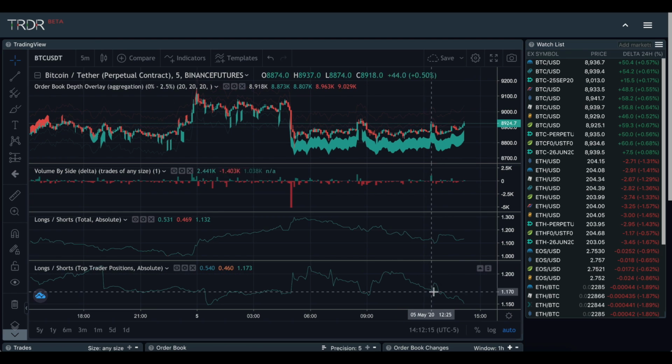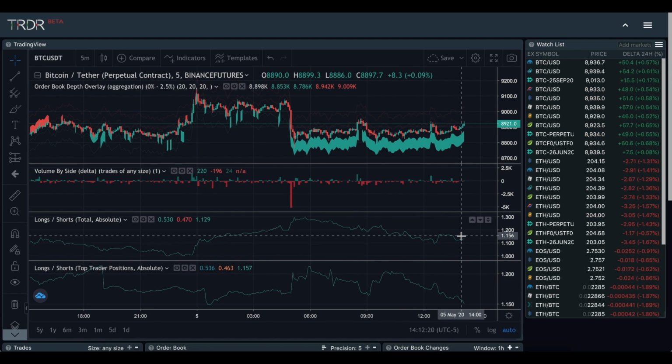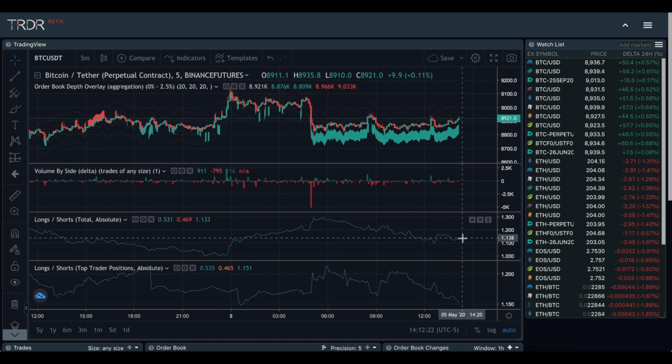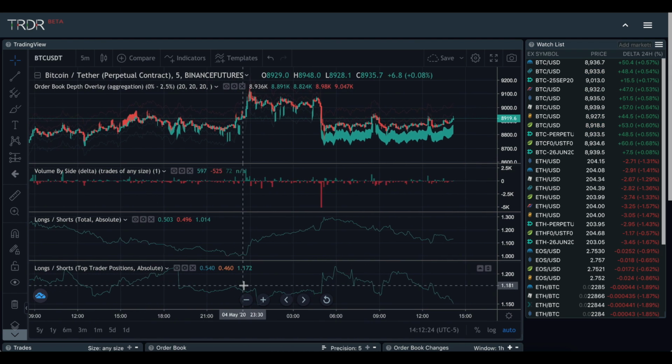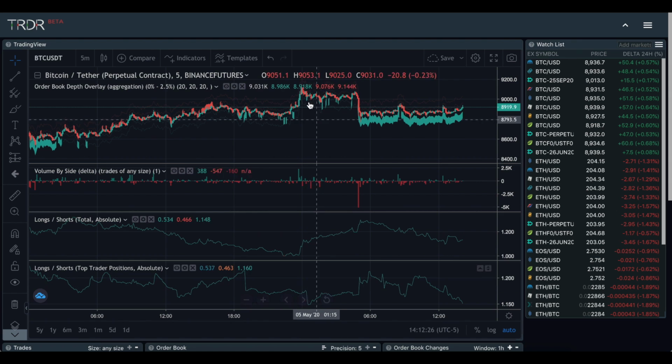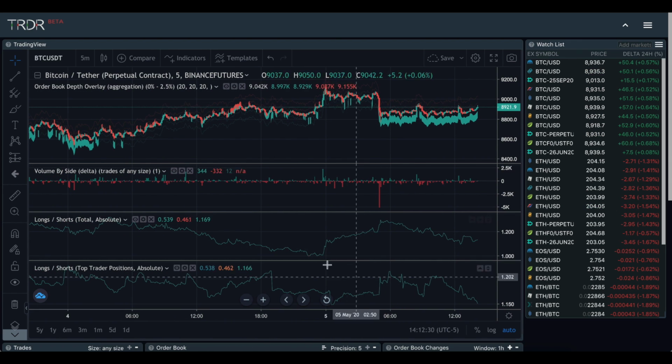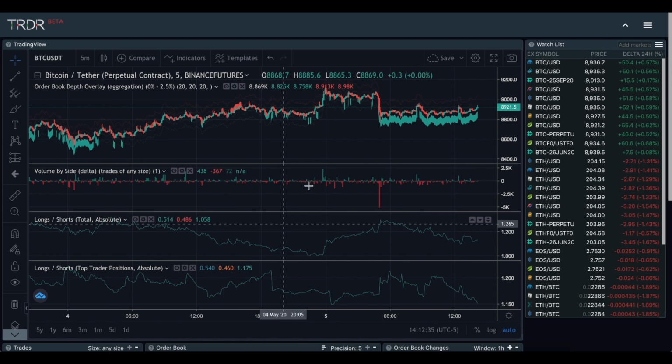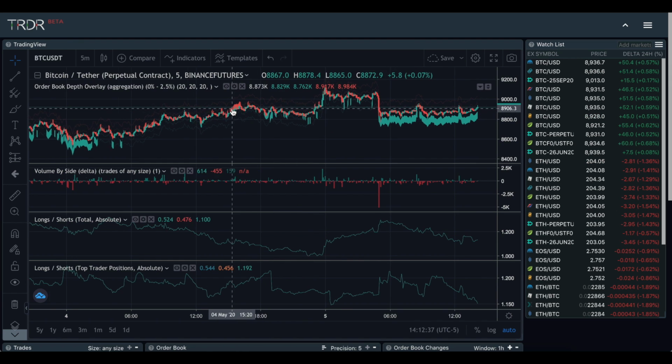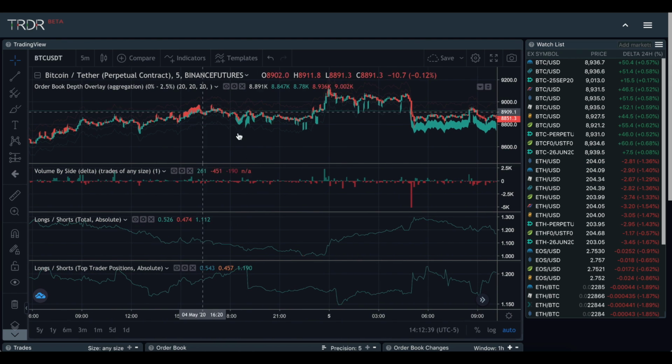Now I see here that the top trader positions are really selling off, and the long shorts aren't really doing anything at all. Back here, the last time that they really sold off, we can see that the price just did nothing, then it eventually fell. But we don't want to just look at sentiment by looking at the total versus the top trader positions. We also want to look at the order depth, which is here in green and red. And we also want to look at market buy and market sell volume.